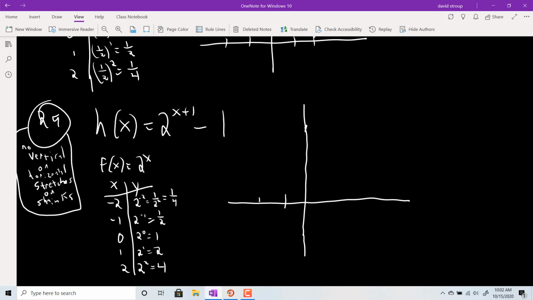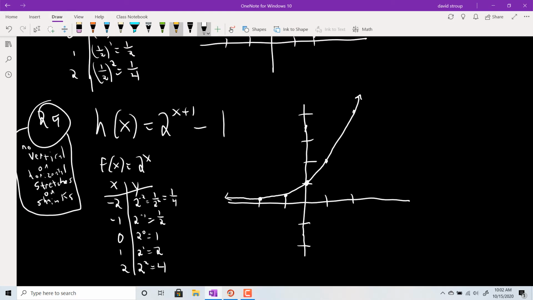So negative 2, 1/4, negative 1, 1/2, 0, 1, 1, 2, 2, 4. Make sure you're reading the directions so you give all the information I asked for. Okay, so here's our original graph, and it has an asymptote on the y-axis. So in this problem, you want to make sure that you're labeling asymptotes. And you have to do this in the software as well.